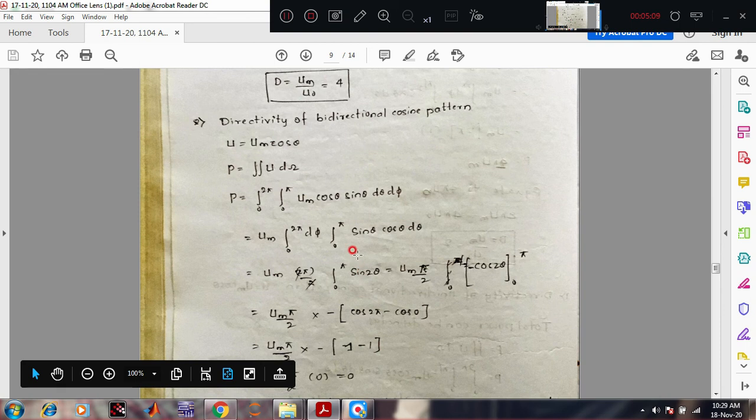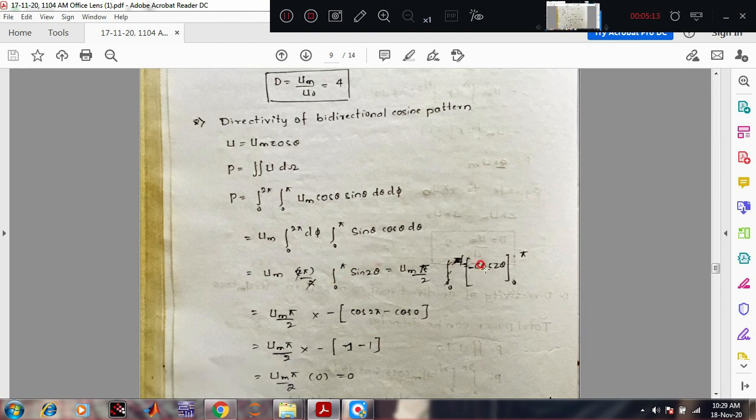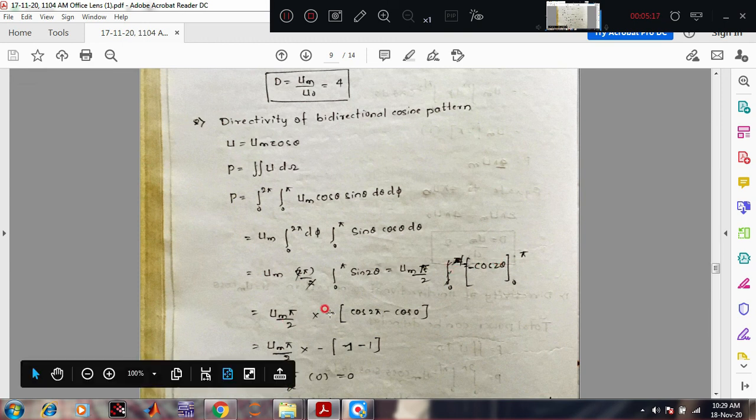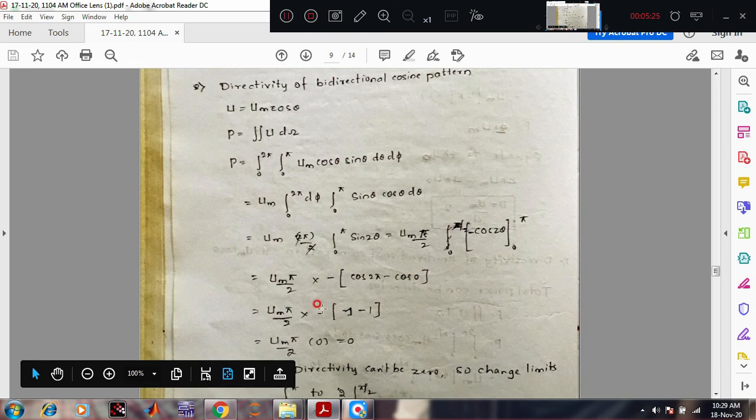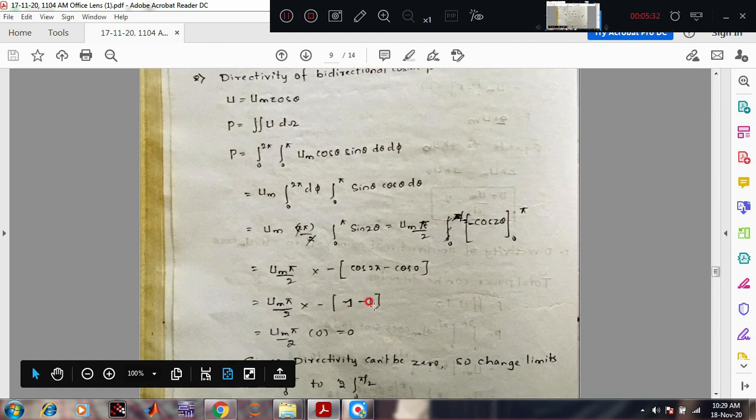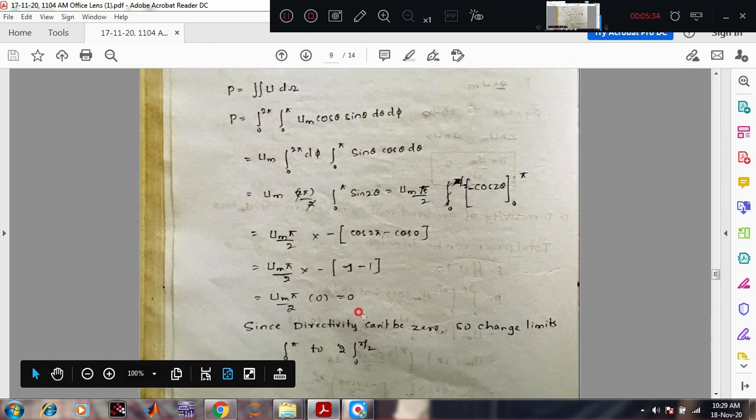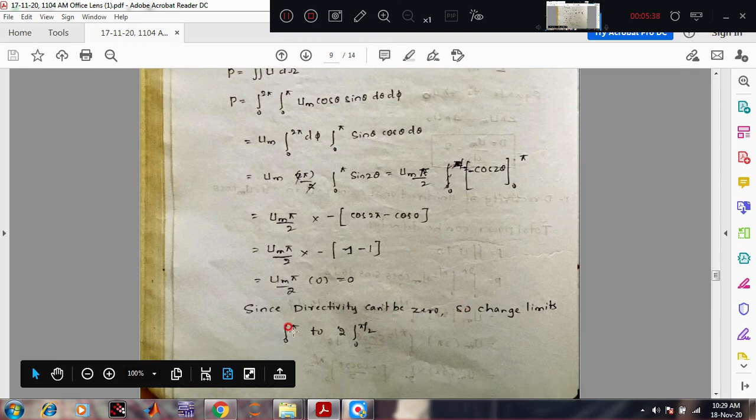So the integration of 0 to pi sin 2 theta d theta will be minus cos 2 theta by 2. So that by 2 will be there, and minus will be as it is. Apply the limits: minus cos 2 pi minus cos 0. So that results in Um pi by 2 into minus in bracket 1 minus 1. This results in 0. Since directivity cannot be 0, we change the limits.